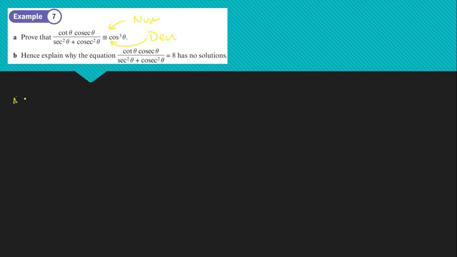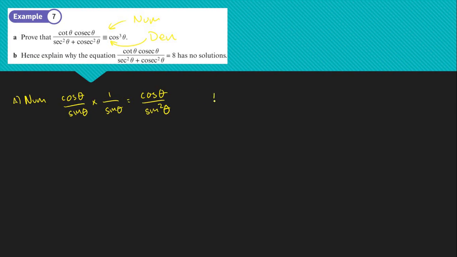So first off, part A, in the numerator, you've got cot theta, which is cos on top. That is cos theta over sine theta, multiplied by cosec theta, which is going to be 1 over sine theta, which comes out as cos theta over sine squared theta.